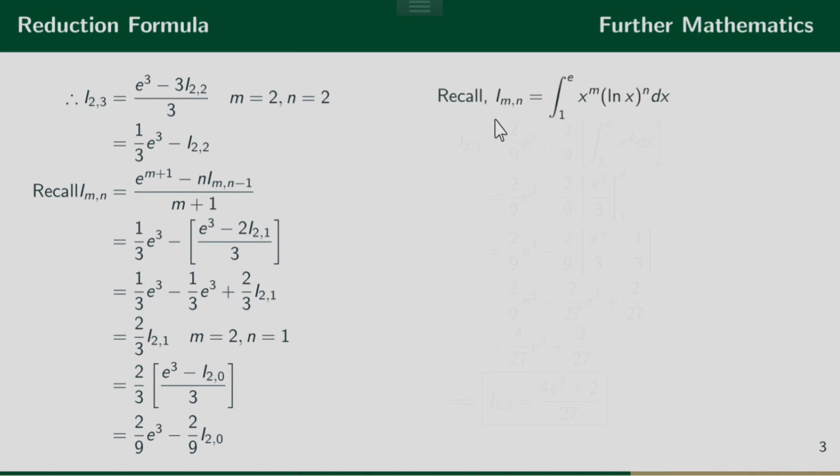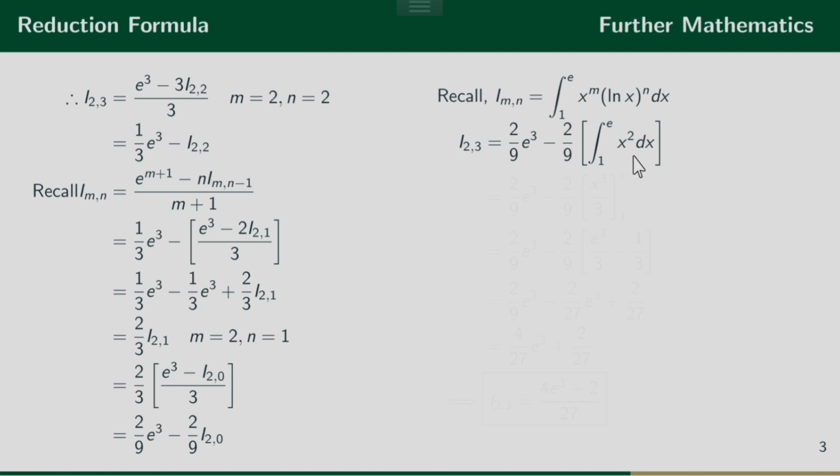Let's recall that I m,n is equal to the integral from 1 to e of x to the power m times ln x to the power n. So how do I express I2,0? I2,0 means I'll replace m with 2 and of course n with 0. And so ln x raised to the power 0 gives us 1. So I'm left just with x squared.